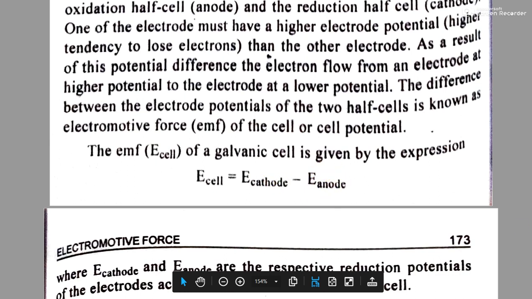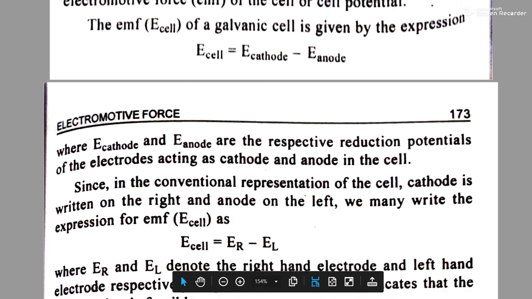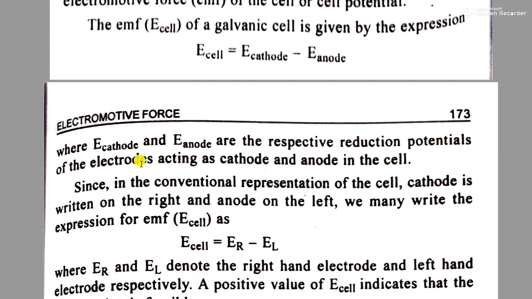We have seen this formula earlier. So here E of cathode and E of anode are the respective reduction potentials of the electrodes acting as cathode and anode in the cell. But E of cathode, E of anode, these are reduction potentials. We have learned about reduction potential and oxidation potential. So when we are calculating the EMF of a cell, we are considering the reduction potentials of both the cathode and the anode here.